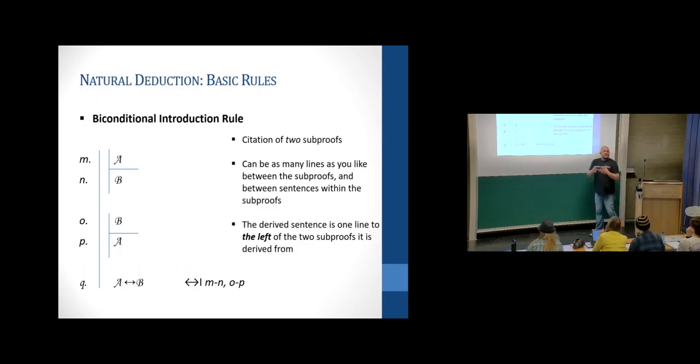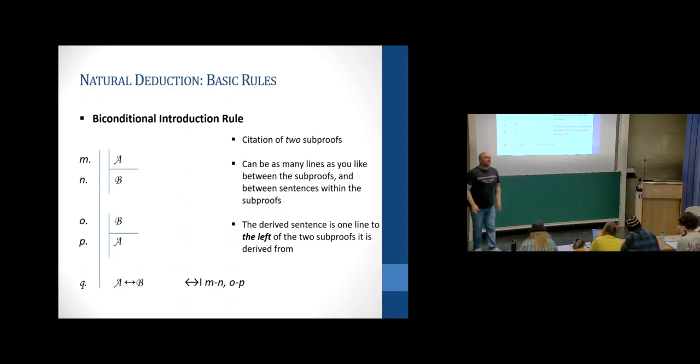Biconditional introduction. Biconditional introduction is literally just, hey, the conditional goes both ways. So you're going to have 2 subproofs. One that starts with A and ends with B, like M through N. And one that starts with B and ends with A. Good. So these are just variables for numbers, right? So that could be lines 1, 2, 3, and 4. They could be lines 17, 34, 80, and 82. We don't care. That's just a figure.